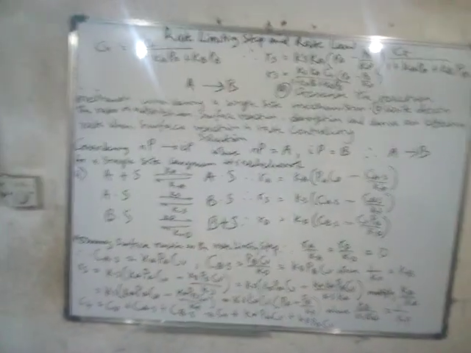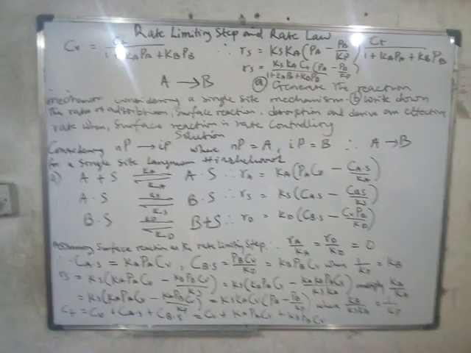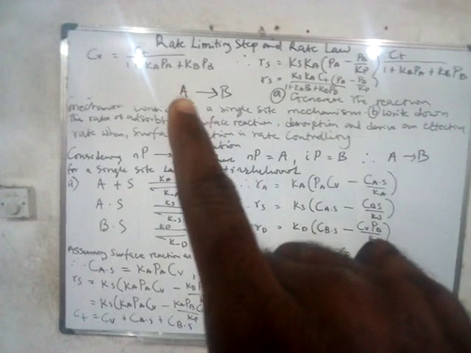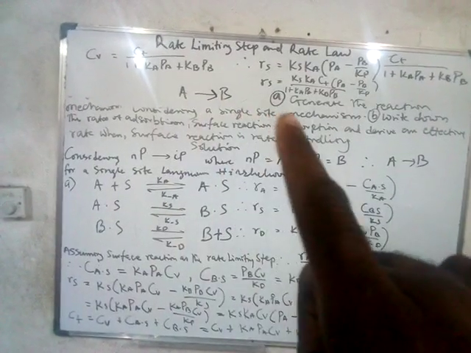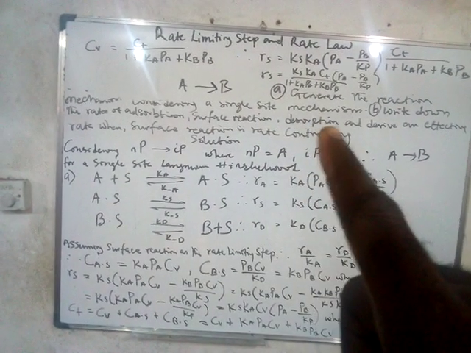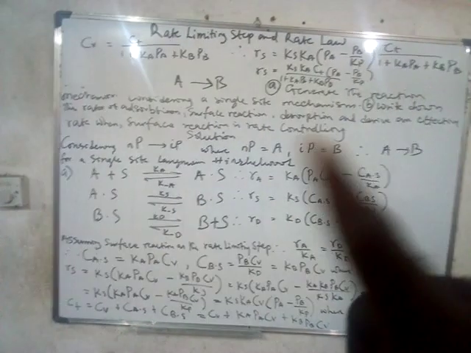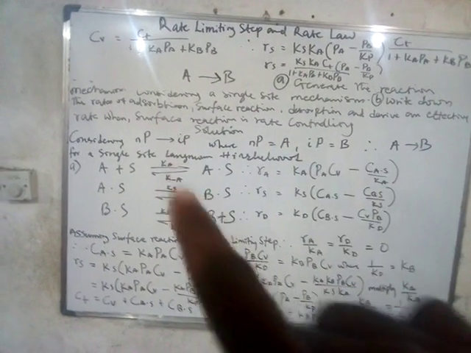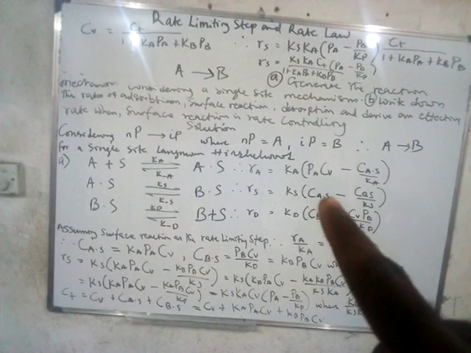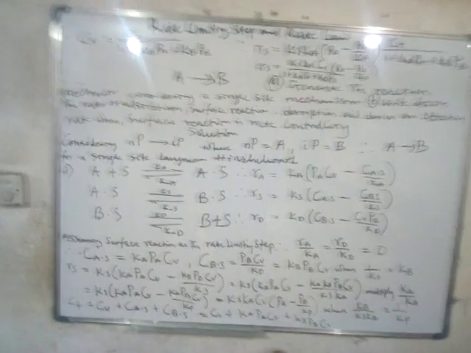So, very important: that's how you find the rate law and rate determining step, using it to solve problems. Please copy this exactly the way I wrote it. I started from this place where I have A to B, and I say generate the reaction mechanism considering a single site mechanism. Then write down the rate of adsorption, rate of desorption, and derive the effective rate. So this is the mechanism, and this is the rate of adsorption, rate of surface reaction, rate of desorption, and this is the derivation of the effective rate law.